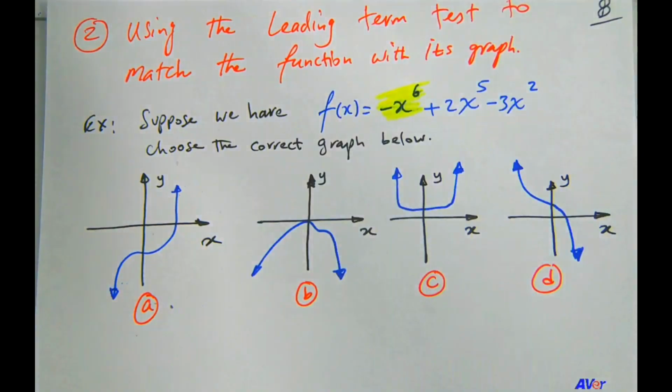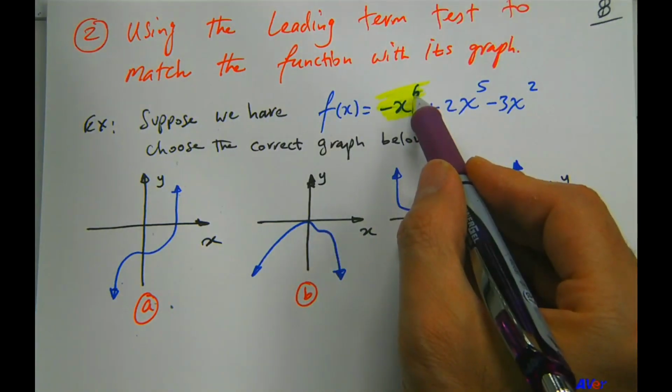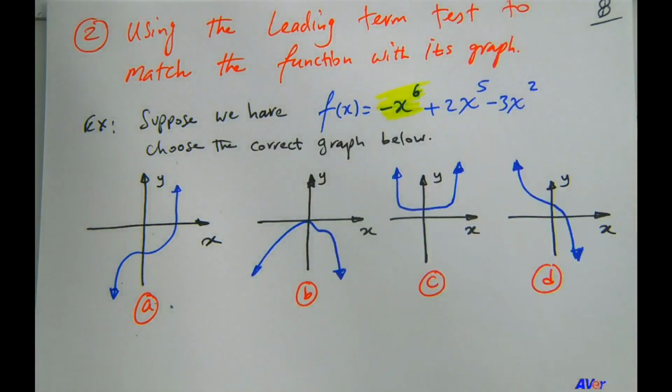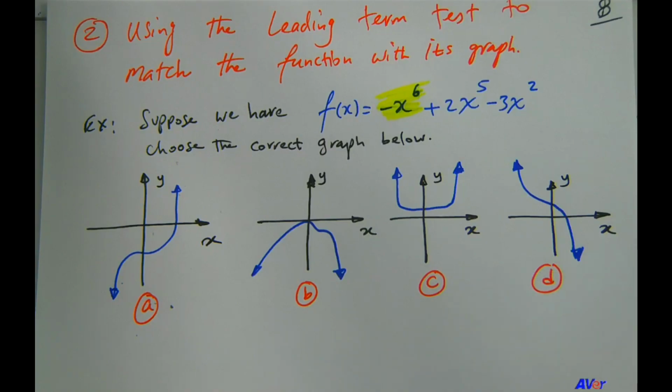Now, the leading term has an even power. The even power means that the arrows at the end must point in the same direction, either up or down. But which one is this? Is it going to be upward or downward?